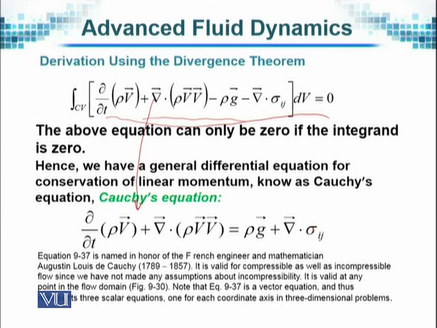The French mathematician Augustin Louis de Cauchy first arrived at this result, and therefore after his name this equation is called Cauchy's equation. This plays an important role in the derivation of the Navier-Stokes equation and of the momentum equation, and therefore it is so important. And it so happens that we can arrive at this result in many ways.